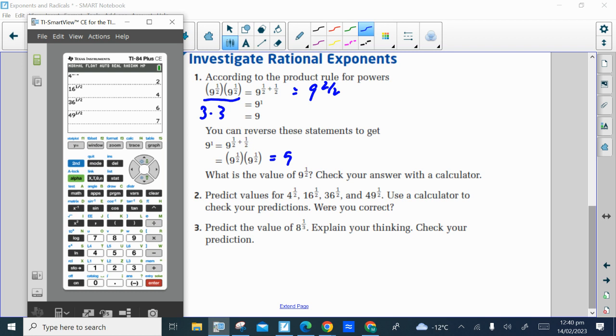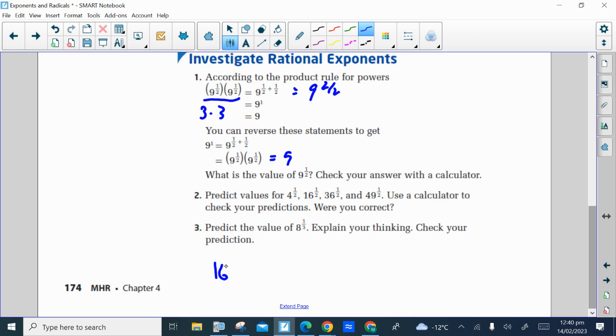And if you look at, let's write it down below here. I just chose one of them at random. We said 16 to the power a half is the same thing as the square root of 16.